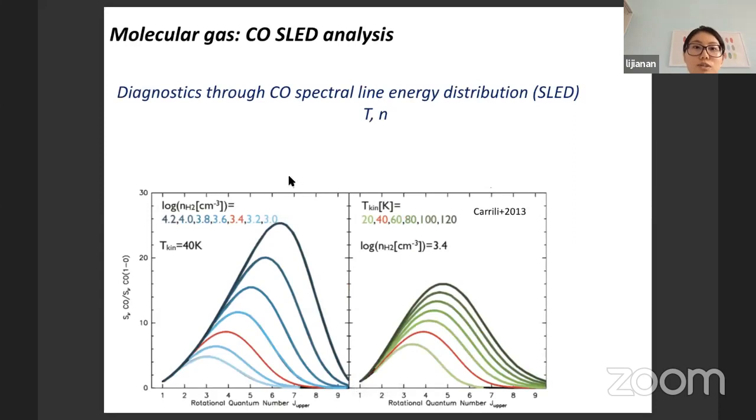Now I will introduce the physical conditions of the molecular gas probed by the CO SLED analysis. The CO spectral line energy distribution is shown in this plot. It's the CO flux as a function of the rotation quantum number J. The shape of the CO SLED changes with different density for fixed temperature and also different temperature for fixed density. So these are ideal probes of the temperature and density of the molecular gas.